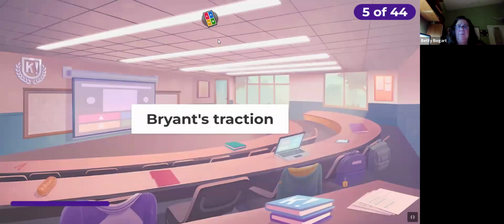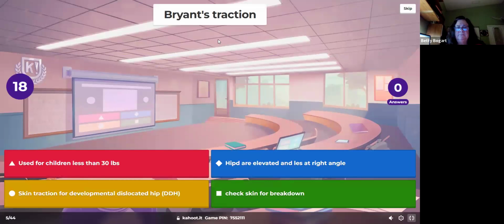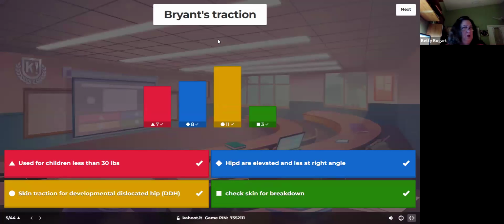A multi. A Bryant's traction. What's that? What is it for? So used for children less than 30 pounds. It's for that hip dysplasia. Yes. The hips are elevated up off the bed on a right angle. And yes, you always, with any traction, you're going to check for breakdown.